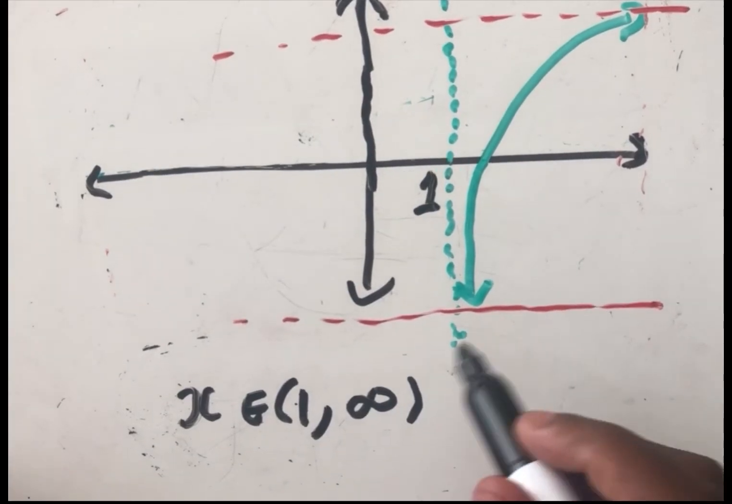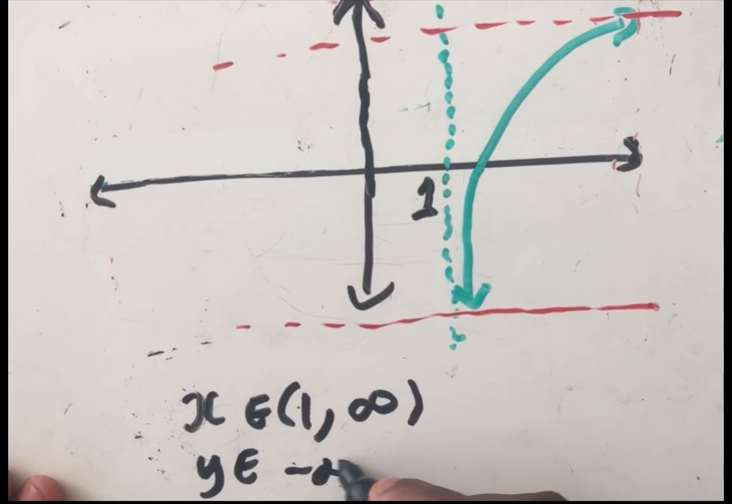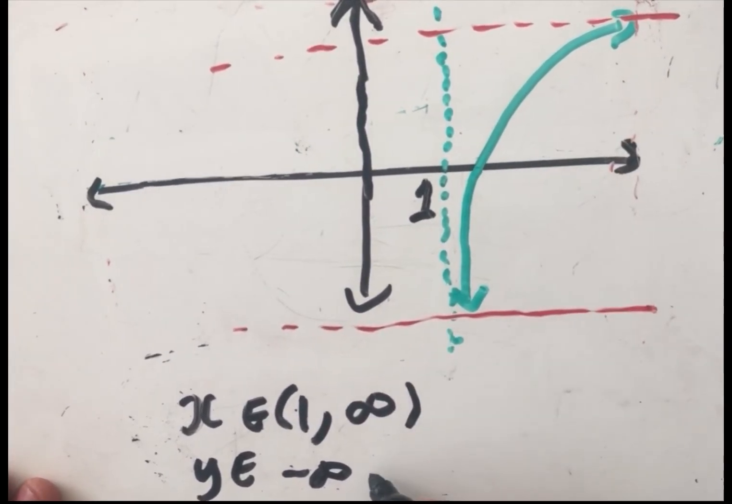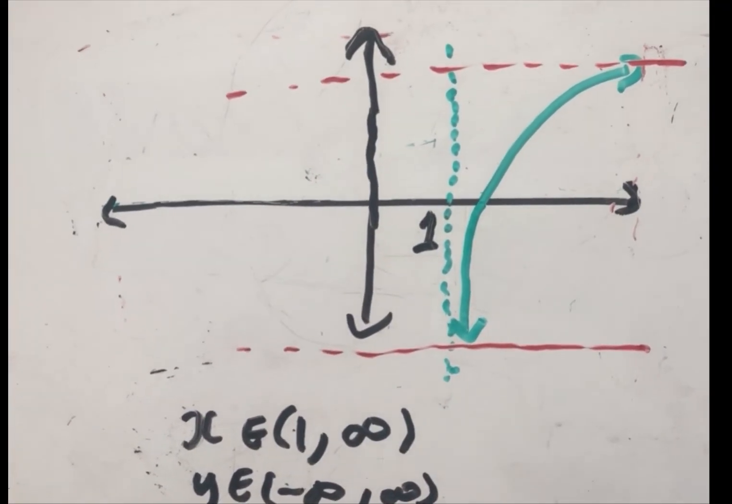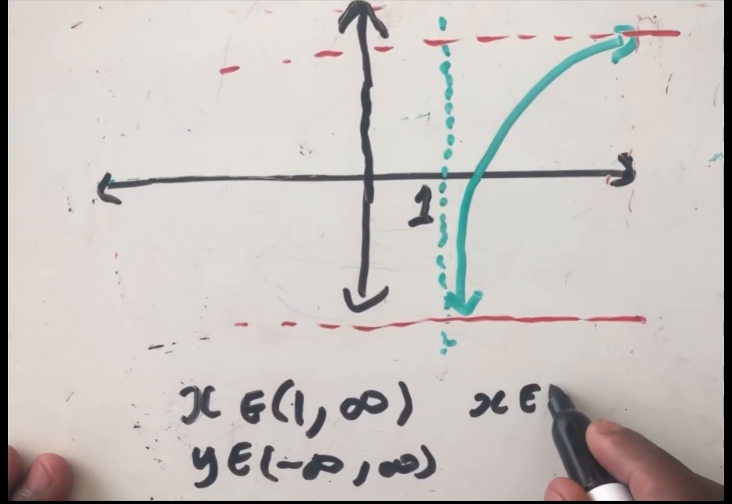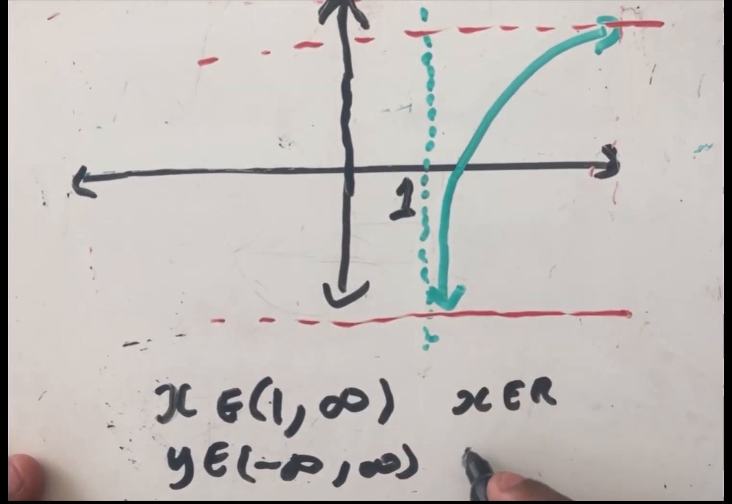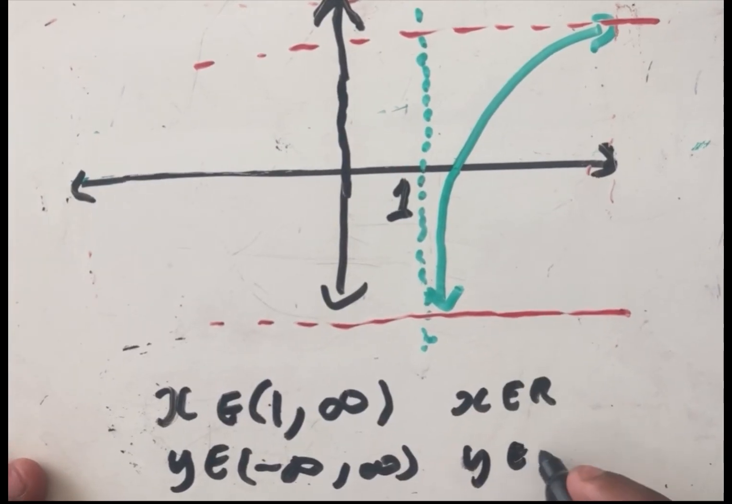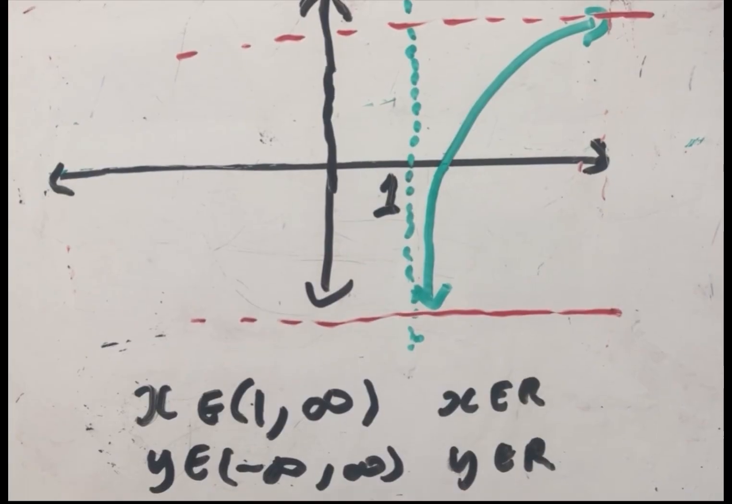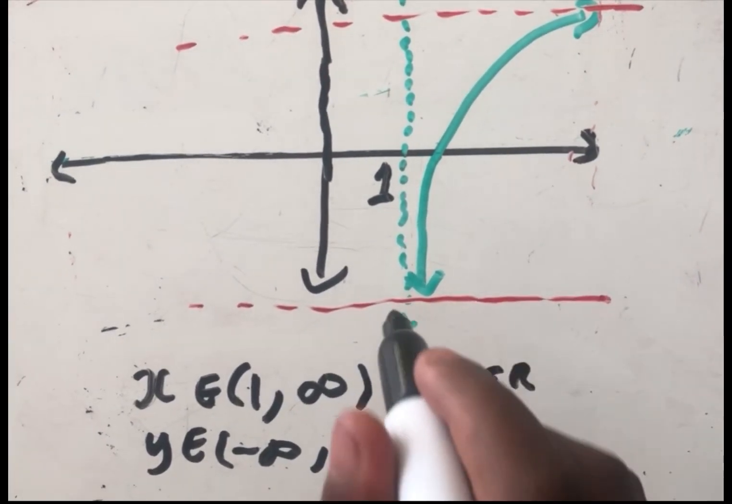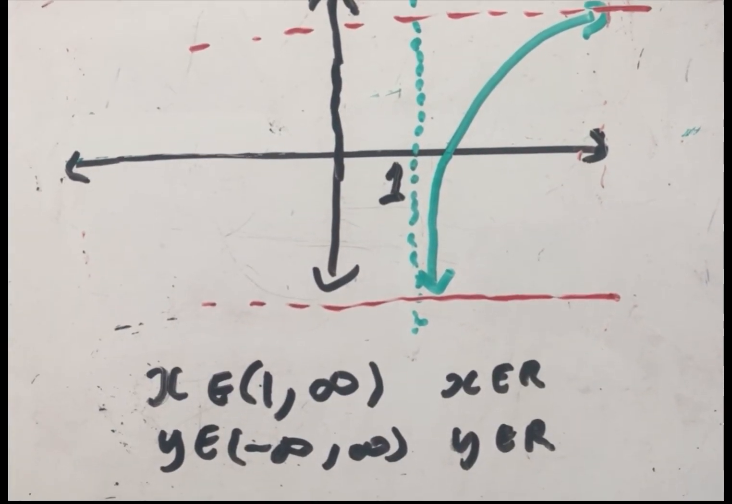So let's talk about the range. The range is y is an element of, so it starts from the arrow, which is minus infinity, and it ends at the next arrow, which is positive infinity. So there we have it. But remember, we still have to tell them that x is an element of real numbers, y is an element of real numbers. I haven't been focusing on it because it's just something that will always be there. So that's what we have. It starts from minus infinity to positive infinity. And let's go to the last example.